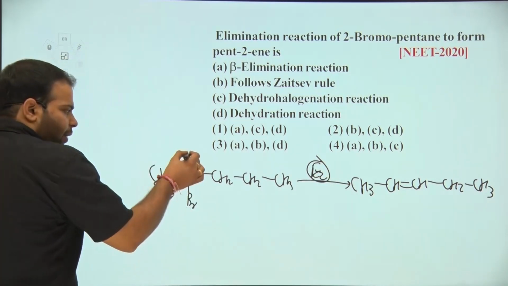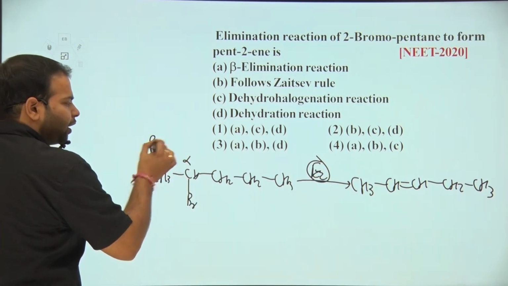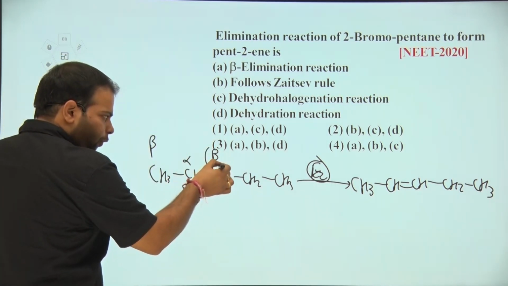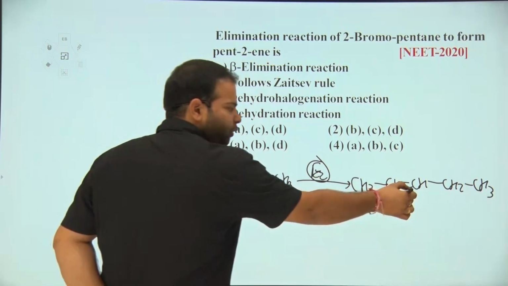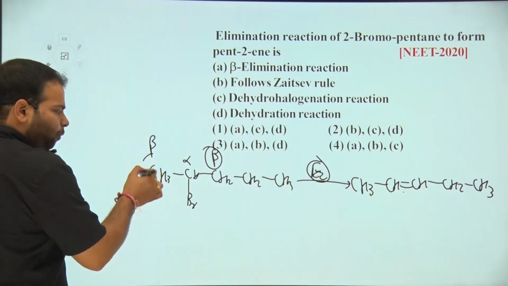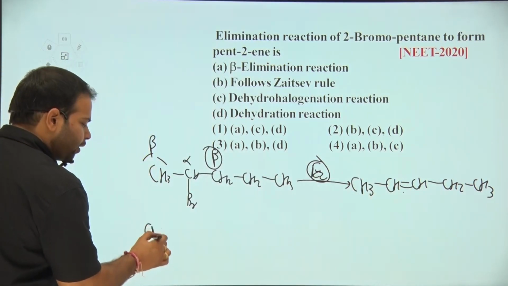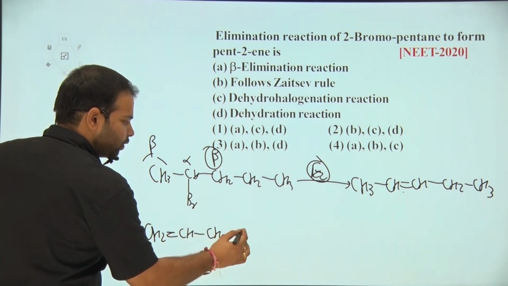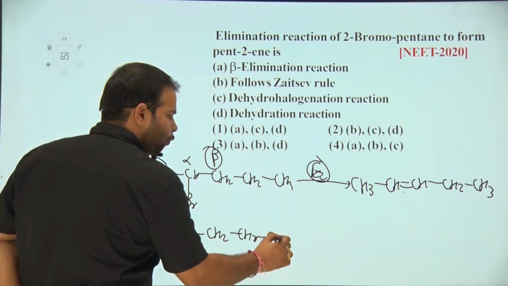Now in this case this carbon is alpha and this is beta and this one is also beta. Now if we remove hydrogen from this beta position, then this product is formed, and if we remove hydrogen from this position, then the product formed will be CH2=CH-CH2-CH2-CH3. This is pent-1-ene.